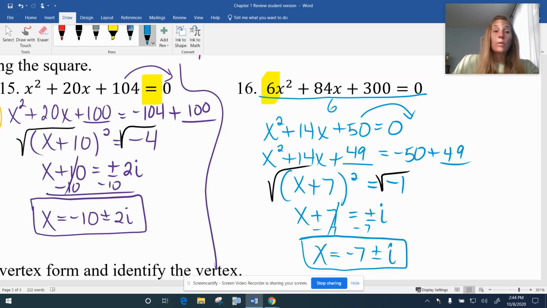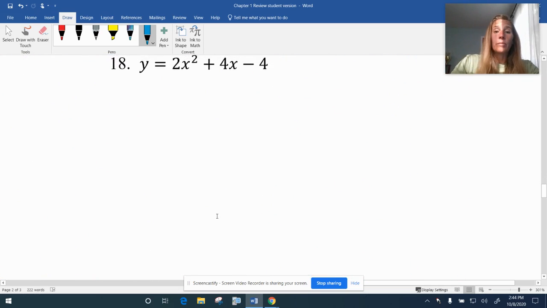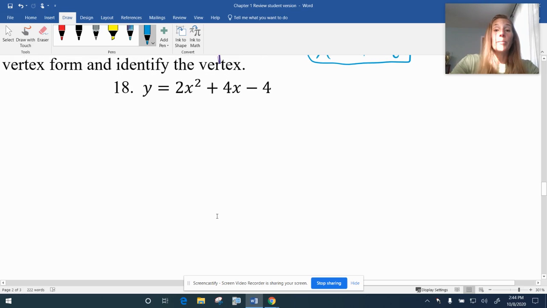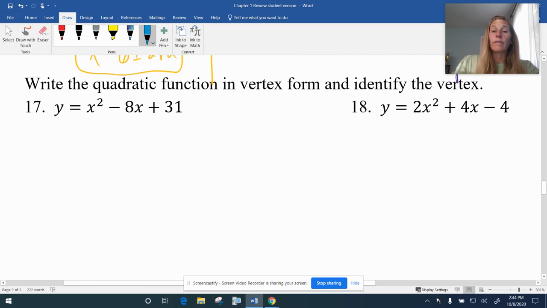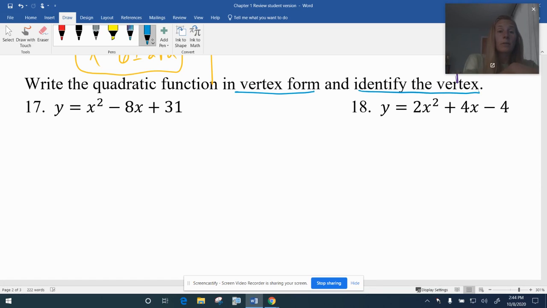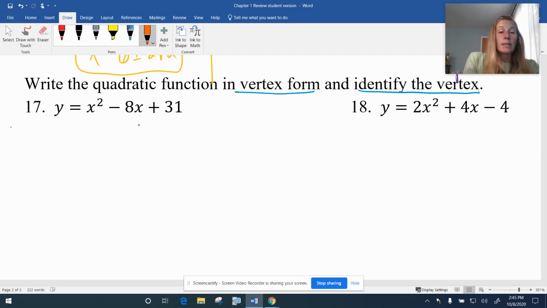Okay, so now we're going to do some problems still using completing the square, but for a different purpose. So this time we're going to use completing the square to write the quadratic function in vertex form and then identify that vertex. So for number 17, what I like to do personally is bring that C value to the other side just so I don't get confused with it. And of course, anytime you bring something to the other side, you're always going to change the sign.